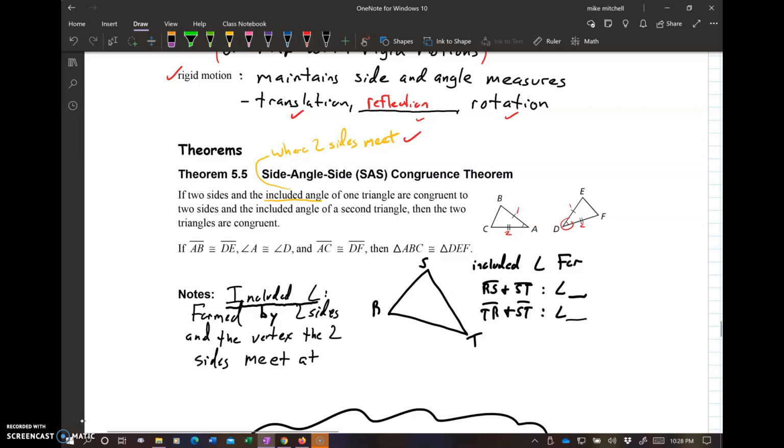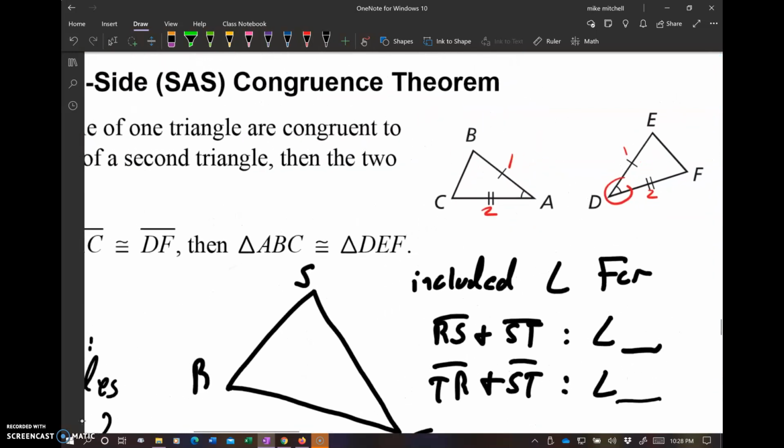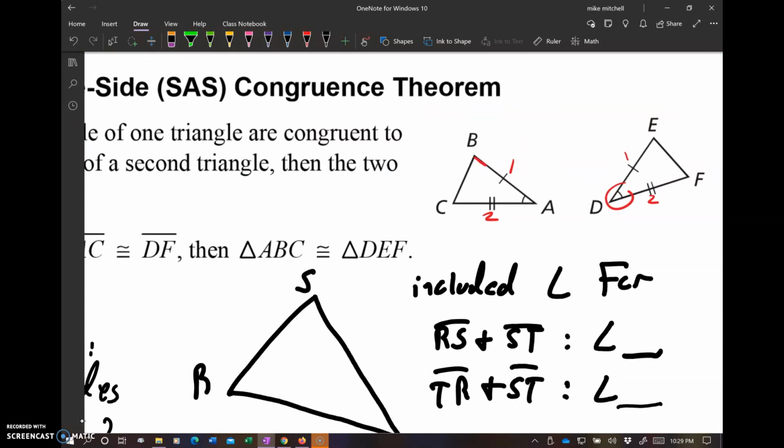So let's look at this first one over here a little bit. They've got one side right there, one side right there. They meet at vertex A. That makes angle A, or angle BAC, or angle CAB your included angle. It's got to be where those two sides meet. If you look at this angle, it's attached to this side, but it's not attached to that side. It's got to go to the vertex, not just to some random point on the side. That's not helping us over there.